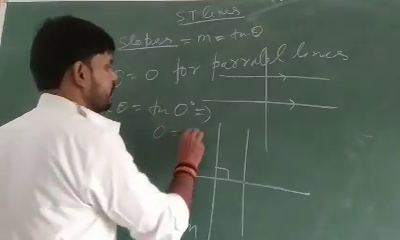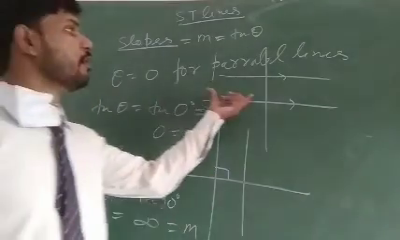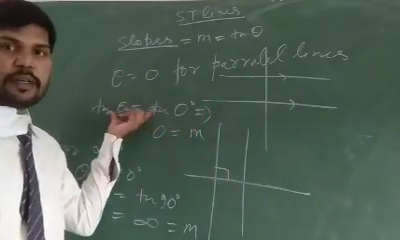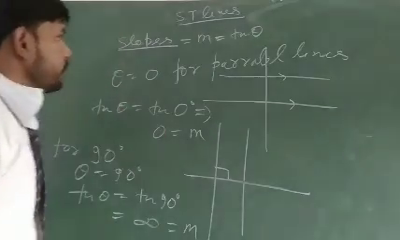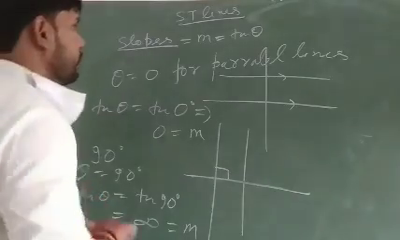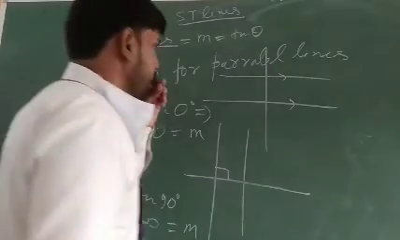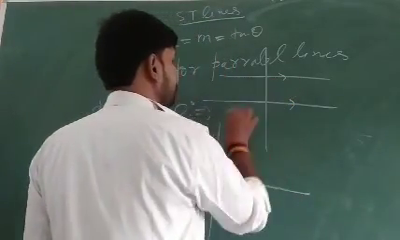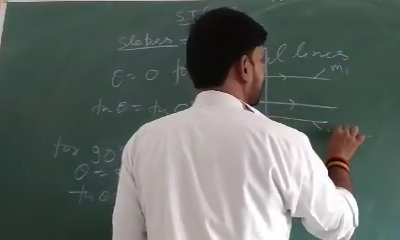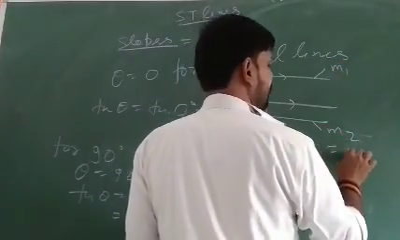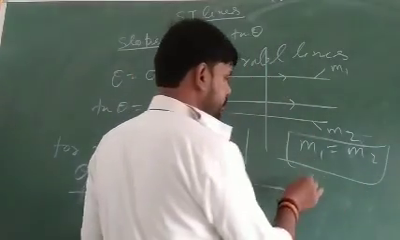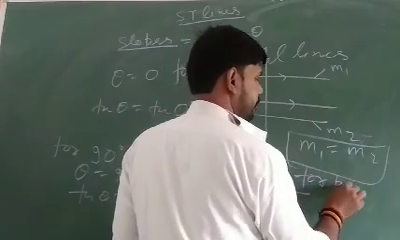And in this case, slope is 0 when the lines are parallel to x-axis. Some more cases we can have. Once again, we can have one more result from here. For parallel lines, suppose this line is parallel to one more line. In both cases, this line will have slope m1, this line will have slope m2. You can say m1 equals m2 for parallel lines.